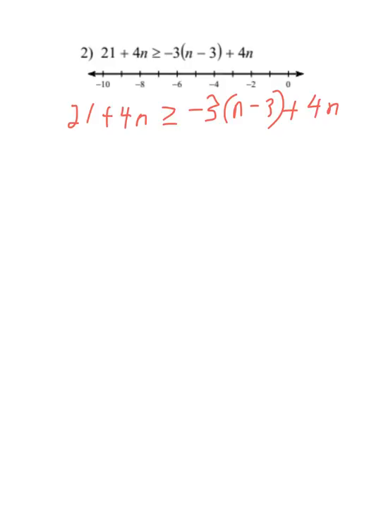Okay, I rewrote the problem. On the left-hand side, there isn't anything to do right now. That side is simplified. But on the right-hand side, we have to use the distributive property. So this much is negative 3n. Negative 3 times negative 3 is positive 9 plus 4n. We can combine some like terms on the right-hand side, negative 3n and 4n. That makes 1n.